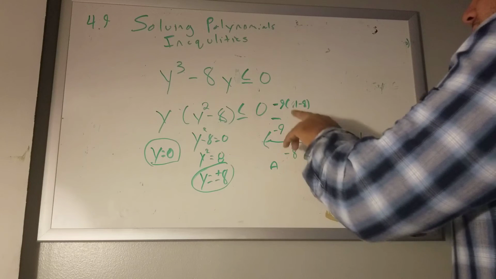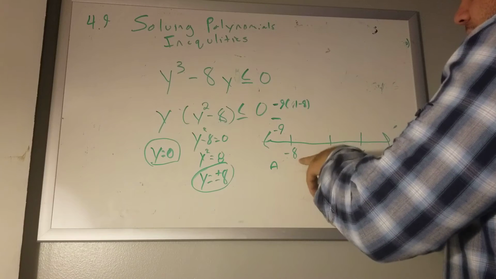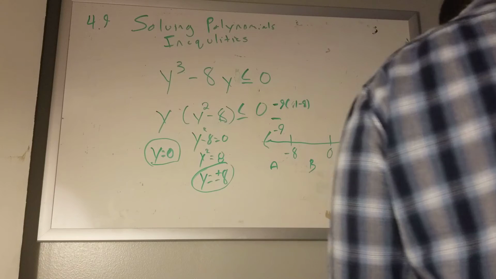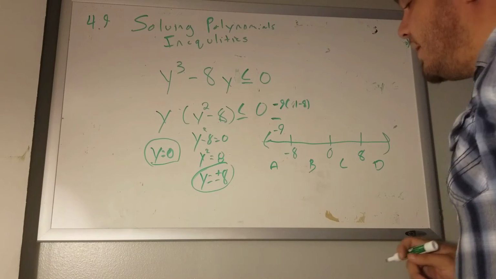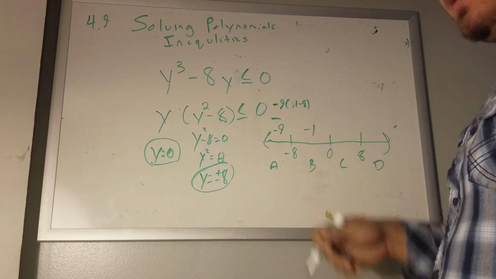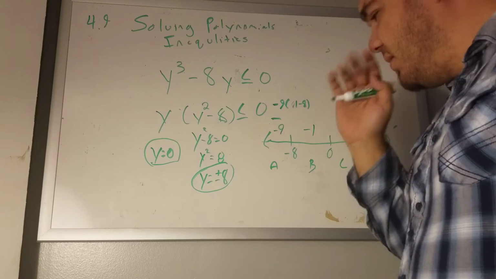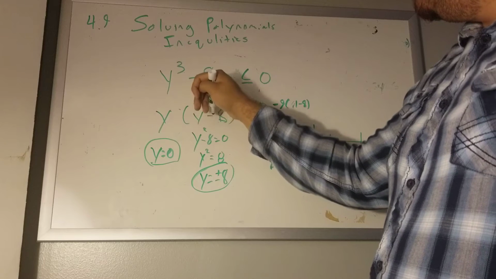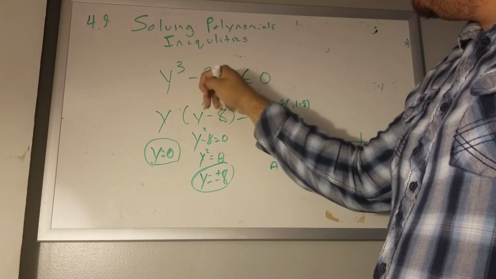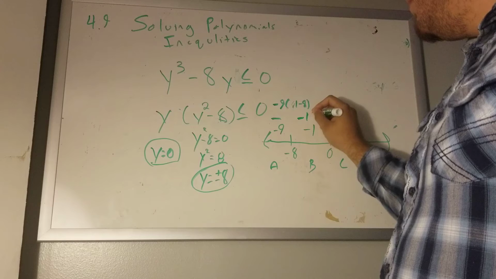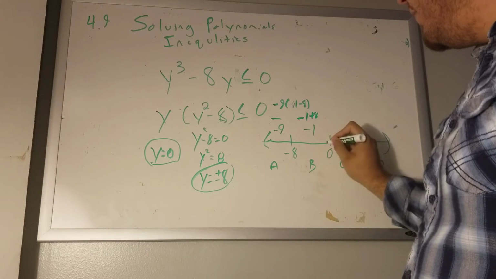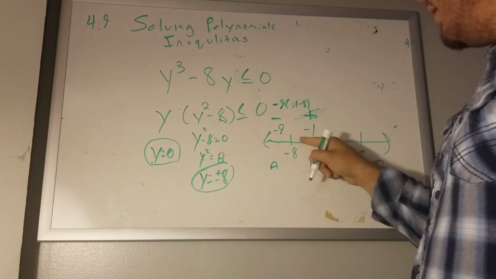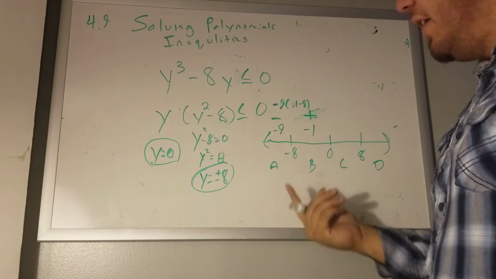B, over here, from negative 8 to 0. So negative 8 to 0 in section B. We're going to plug in something, probably negative 1. I think that would be easier. Negative 1 is so easy, I'll just plug it in at the top. Negative 1 cubed is still negative 1. Negative 8 times negative 1 will be a positive 8. So negative 1 plus 8 will give me a positive number. So this right here is a positive number. So section B is a positive number.